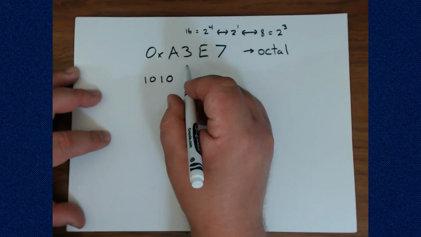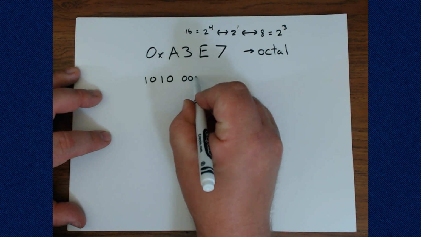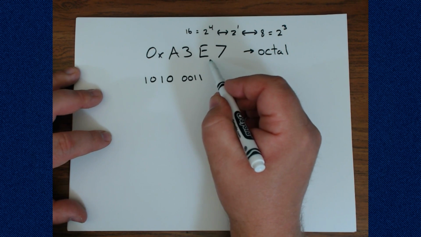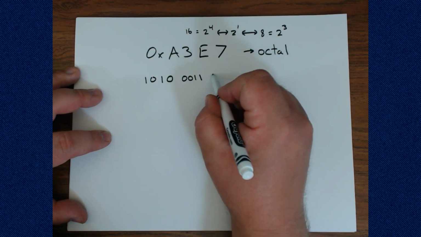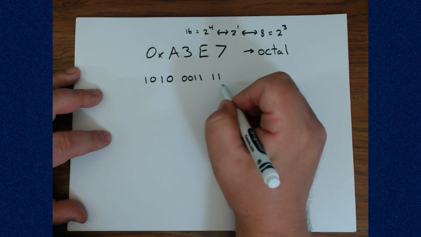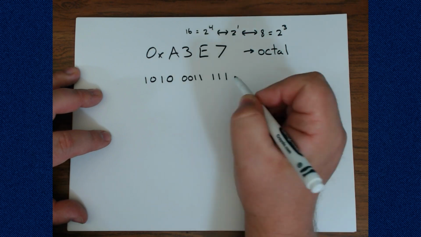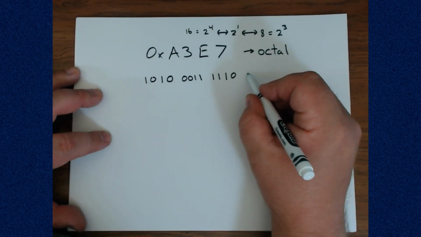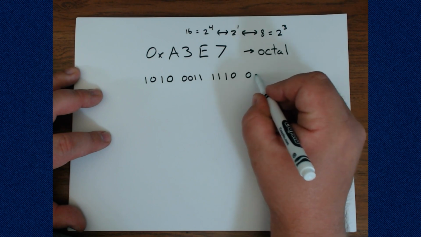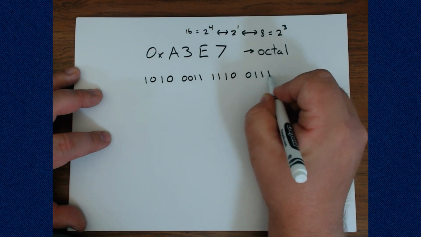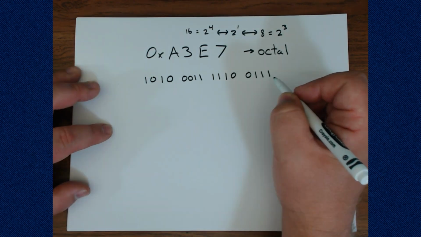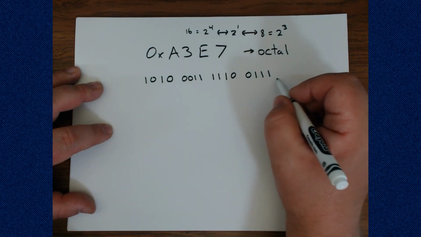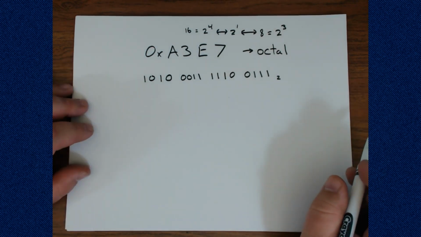I'll do the same thing for each of these. 3 in 4 bits is 0, 0, 1, 1, because that's 2 plus 1. And E is 14. So 14 is going to be 8 plus 4 is 12, plus 2 is 14, and so we must not need any other bits. Then we need 7. So 7 is going to be 0, 4, 2, and 1. 4 plus 2 plus 1 is 7. All right, so we've come up with this long binary string.